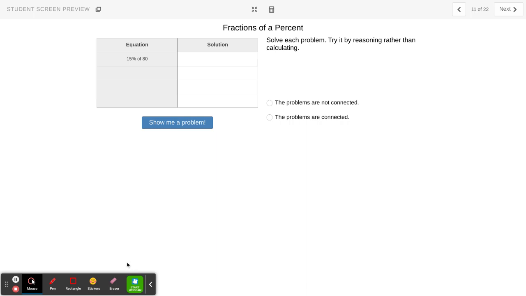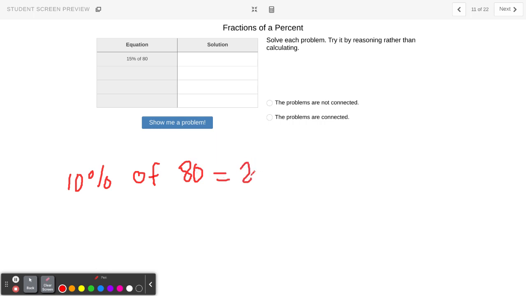When I see this problem, I say, well, okay, I know again how to find 10% really well, right? So if I find 10% of 80, all I'm really doing is chopping 80 into 10 equal pieces, right? 100% divided into 10% chunks means we're chopping it into 10 pieces. So if I do 80 divided by 10, I get 8, right? So I now know 10% is 8.